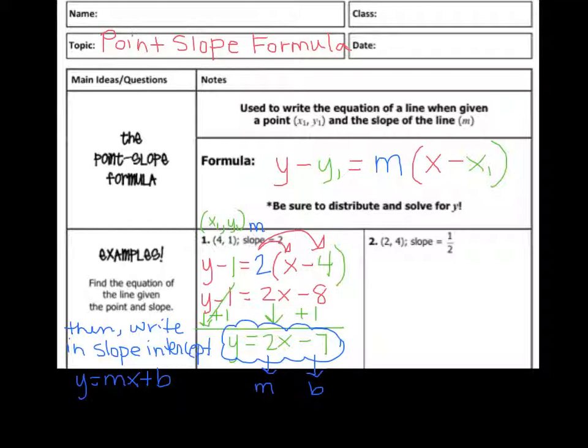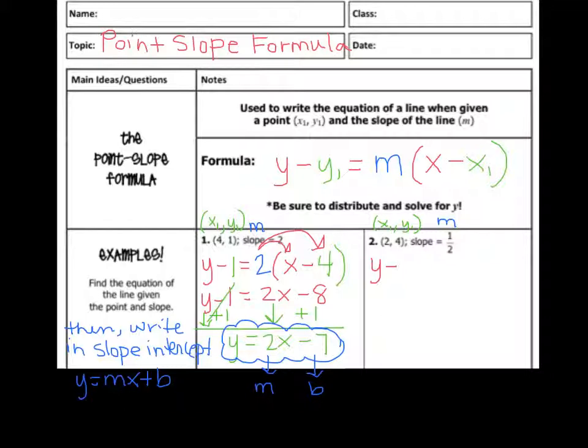So I'm looking at number 2. Now notice on number 2 we have something that's different here. Notice m, or my slope, is a half. So we have a fraction. Don't be afraid of fractions. Fractions are your friends. We can deal with this. So step 1, I'm going to go ahead and label my point. I have my x1, y1, and I have slope, which is m. Now I'm going to substitute those values into my equation.